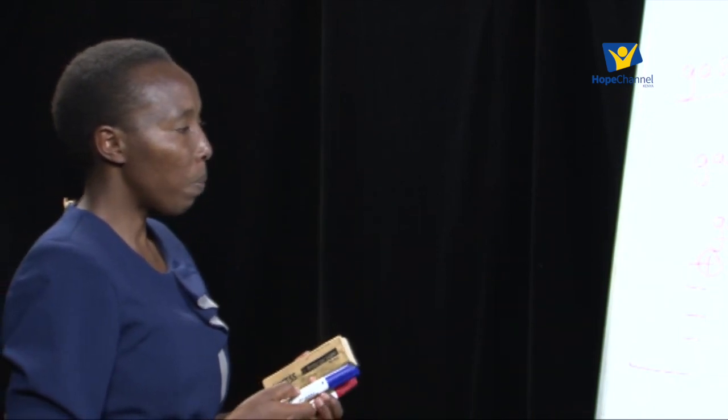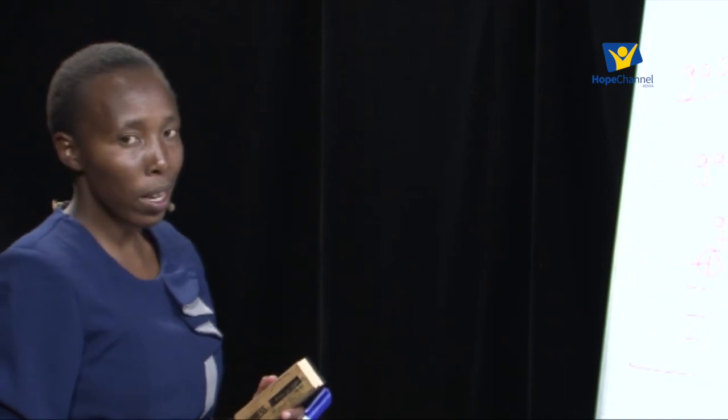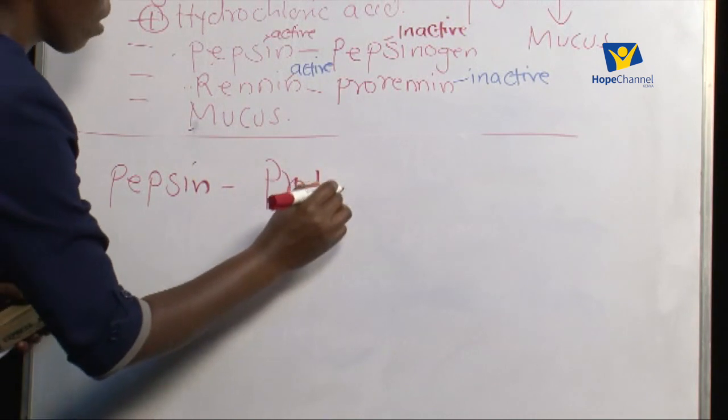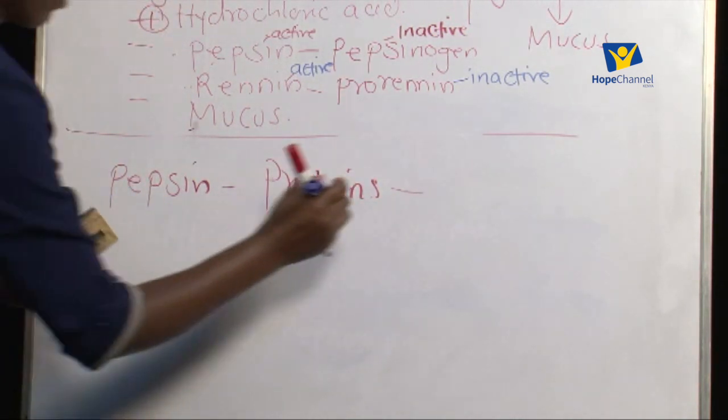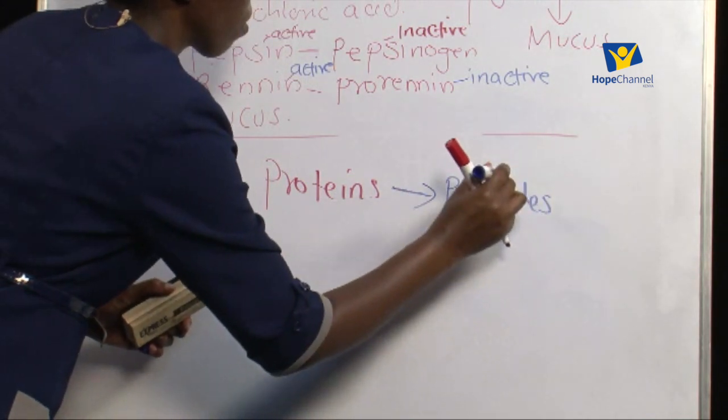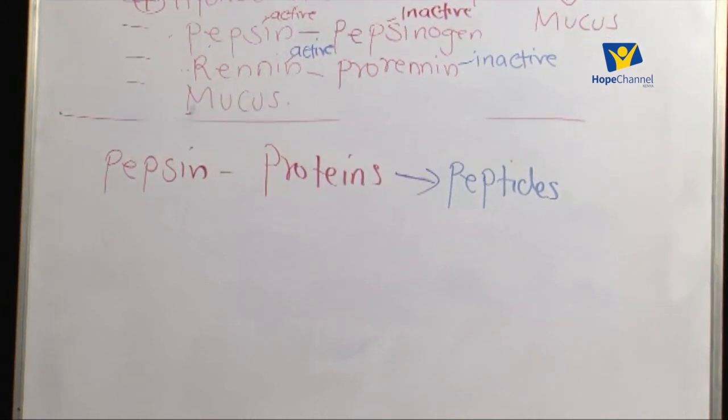Now, we move next to pepsin. What is the role of pepsin? Remember, we ate food that is rich in proteins. Our beans are rich in proteins. So pepsin will break down the proteins into peptides. Once it is active, it breaks down proteins into peptides. So the first point where we break down proteins is in the stomach. The first point where we broke down the carbohydrates was in the mouth. But in the stomach, we are not digesting any of the carbohydrates, only the proteins.